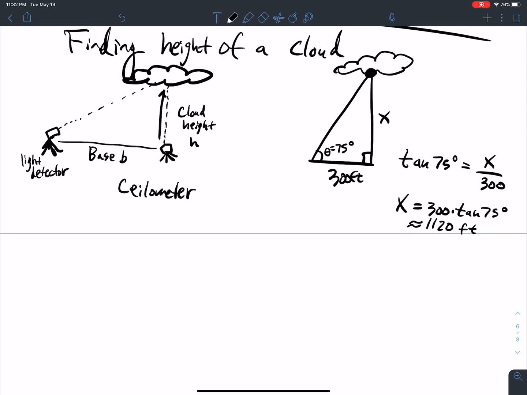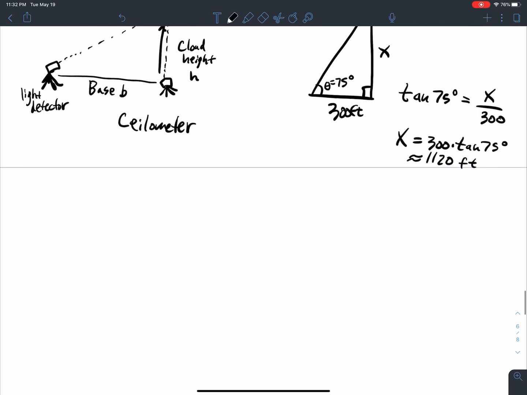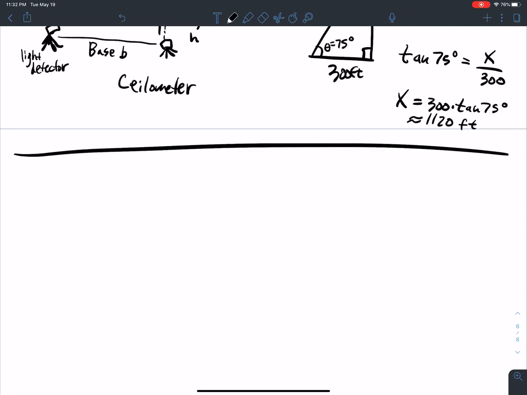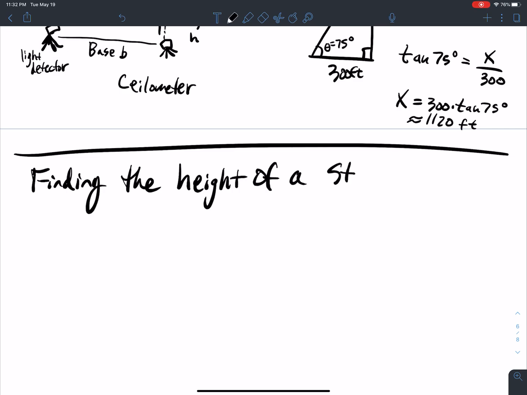Doing a couple more applications, finding the height of a statue on a building.